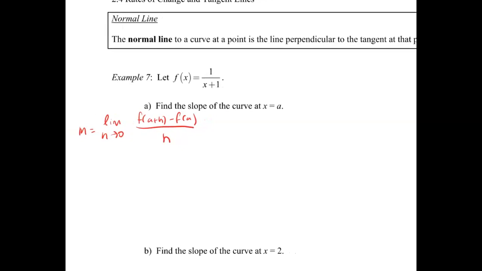So now I have the limit as h goes to 0 of f of a plus h. Well, a plus h is going to turn into this whole mess, replacing x with a plus h, and that's all I did. Minus f of a, so I get 1 over a plus 1, all over h. Okay, so now I get the fun time, trying to simplify this.